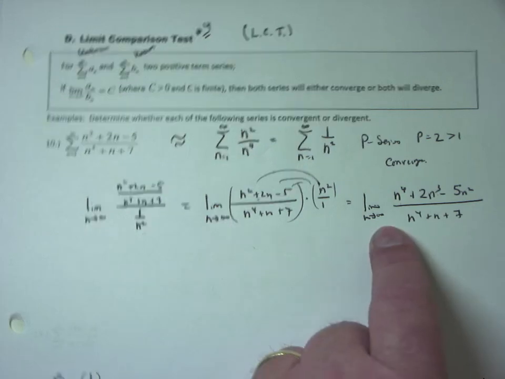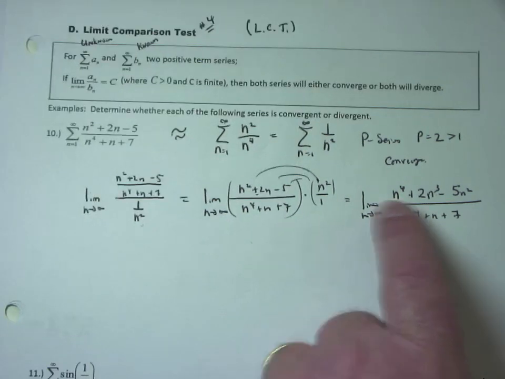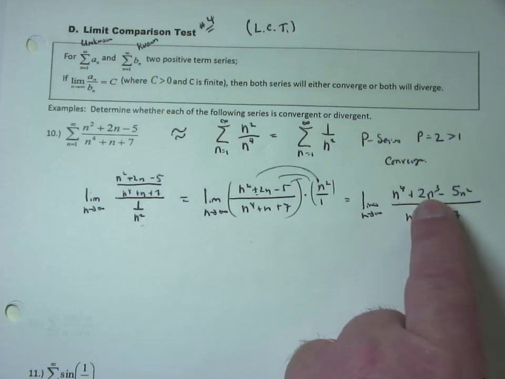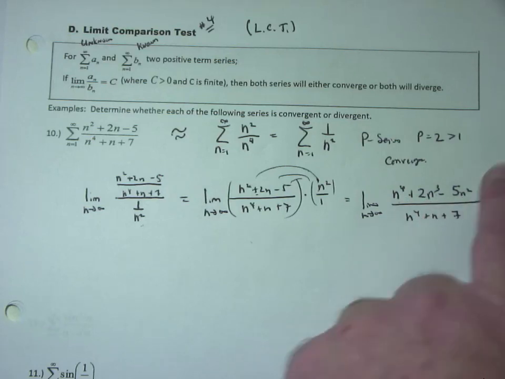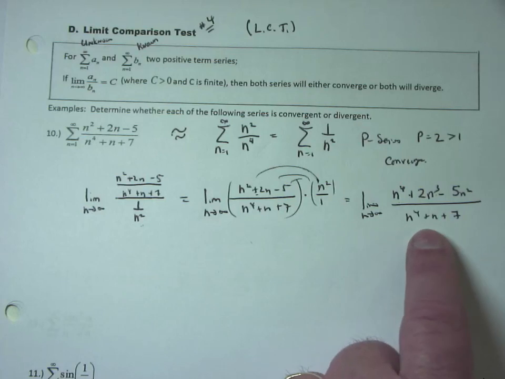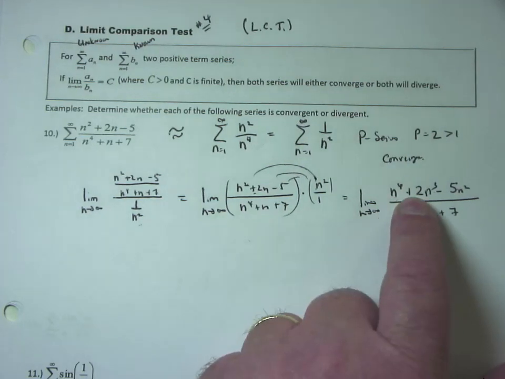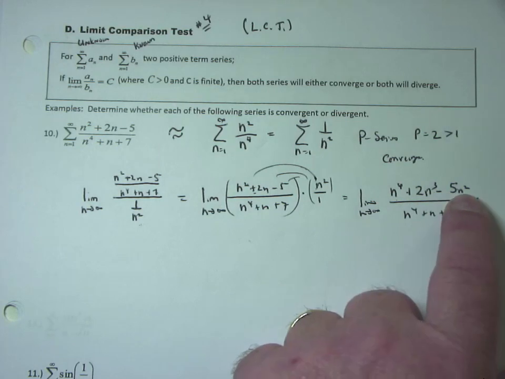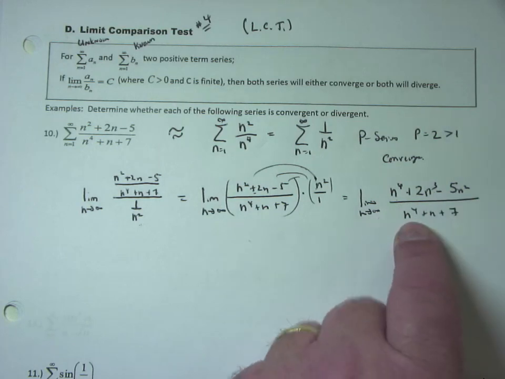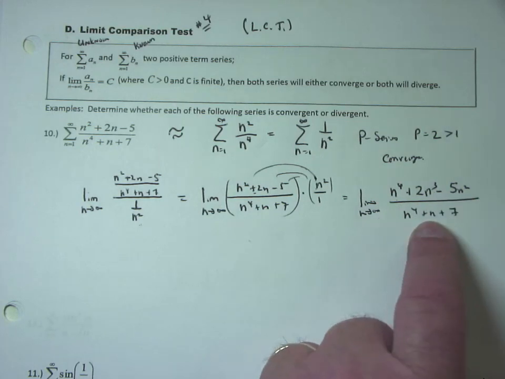Here's the deal. If I take the limit as n approaches infinity, and I plug in infinity, I get infinity to the fourth plus infinity cubed minus 5 times infinity squared, over infinity to the fourth plus infinity plus 7. It's going to be infinity over infinity. So what am I going to do? L'Hopital's rule it. Derivative of the top, 4n cubed plus 6n squared minus 10n, divided by the derivative of n to the fourth, which is 4n cubed plus 1.